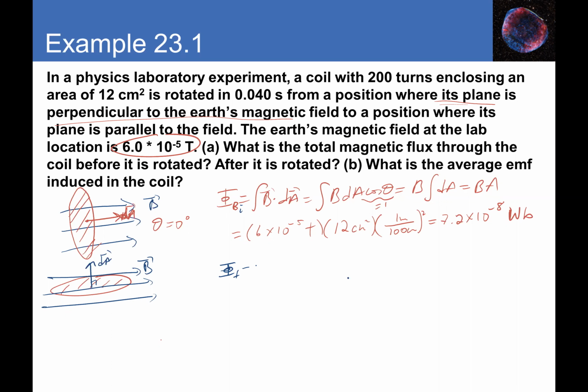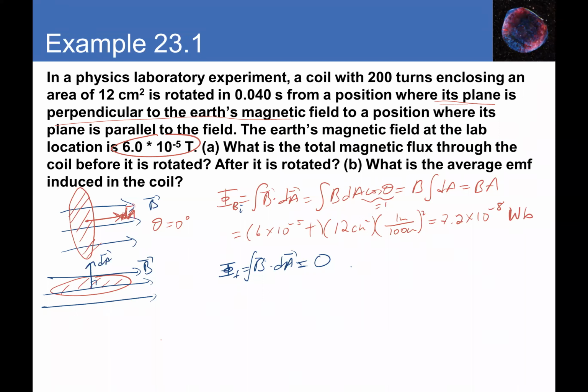So this will be the integral of B dot dA, and this is a dot product between two perpendicular vectors. Remember, the dot product between any two perpendicular vectors gives you 0. That was part A.